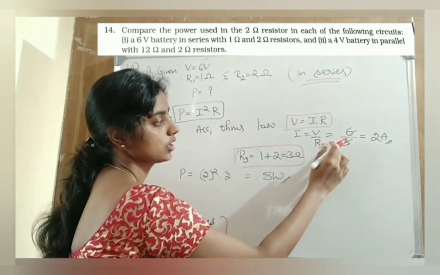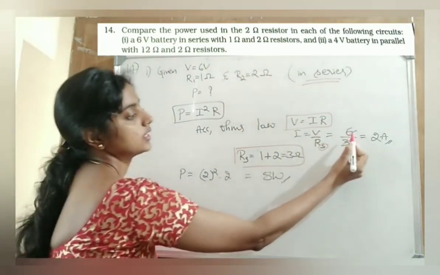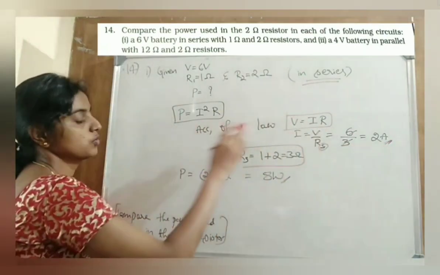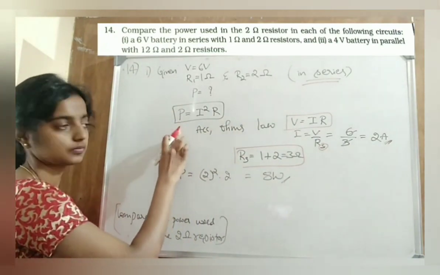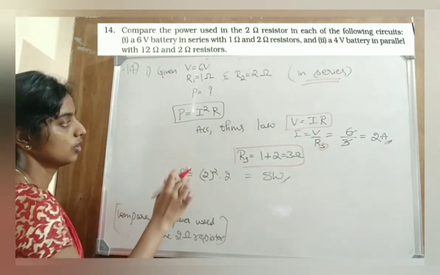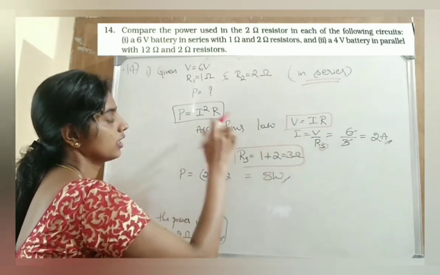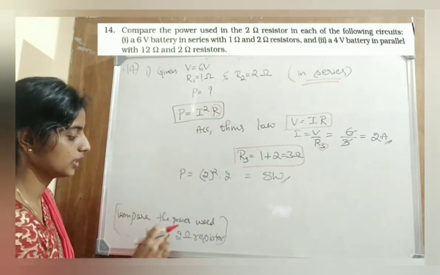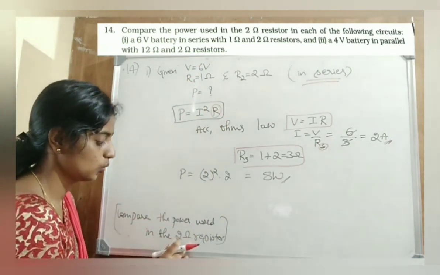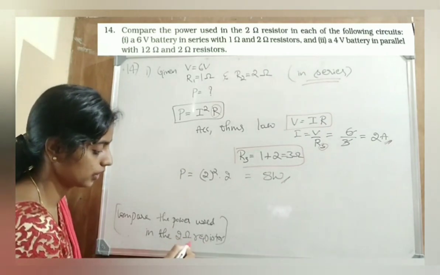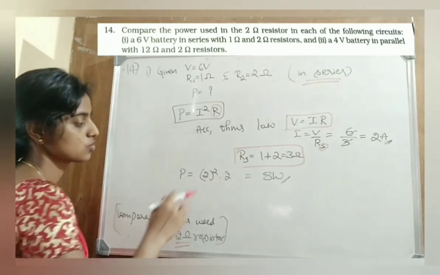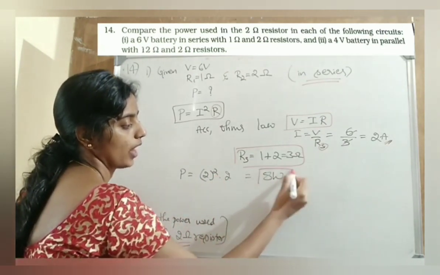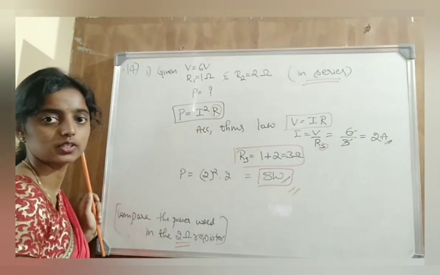Substitute in this equation, V is 6 volt. 6 divided by 3, we will get 2 ampere as the answer, and using this we need to find out power. Look at the power now. I square, we have I, and what is R? In the question they have given, compare the power used in the 2 ohm resistor. We need to take this as R. So substitute P is equal to 2 square into 2, we will get 8 watt. This is the answer for the first question.